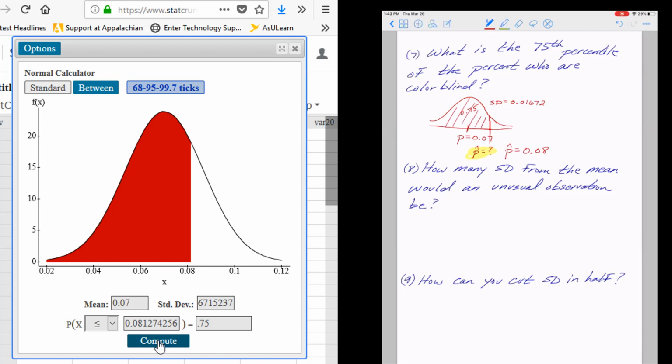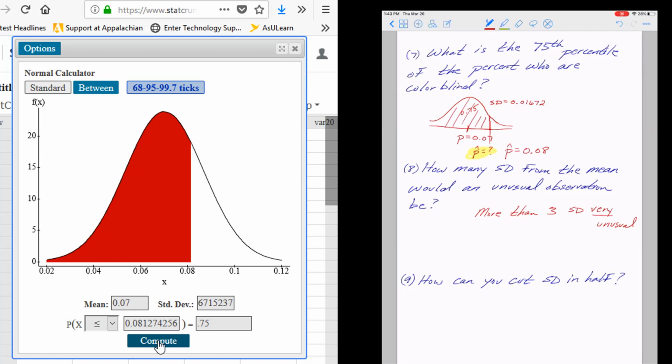How many standard deviations from the mean would an unusual observation be? We actually had 2 tiers of unusual in this class. We talked about unusual versus very unusual. Unusual, we always said, was actually 2 standard deviations. But here, for very unusual, I want to emphasize that more than 3 standard deviations is considered very unusual. Okay. And so you could figure that out.